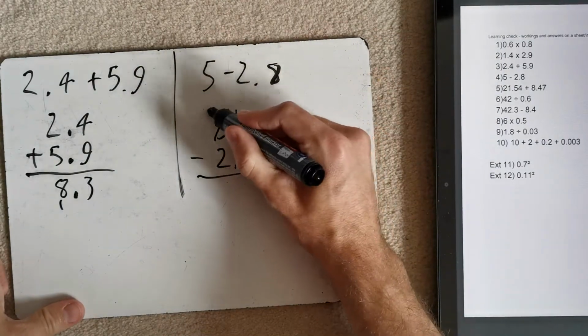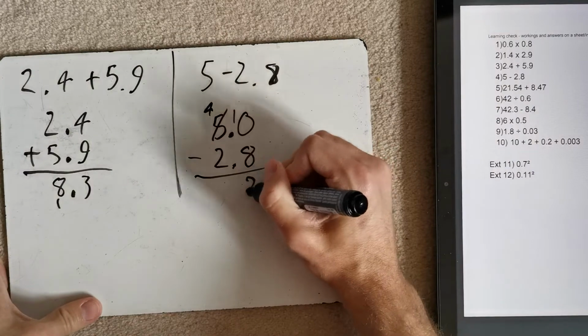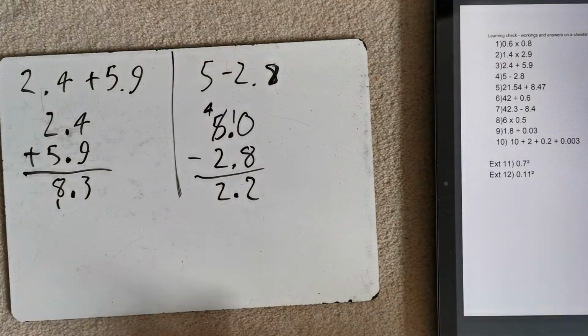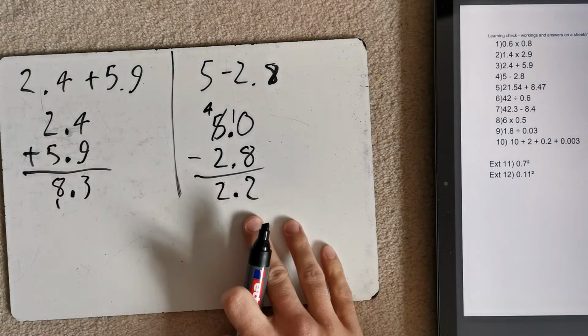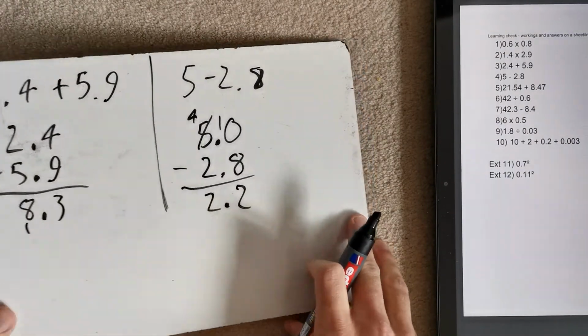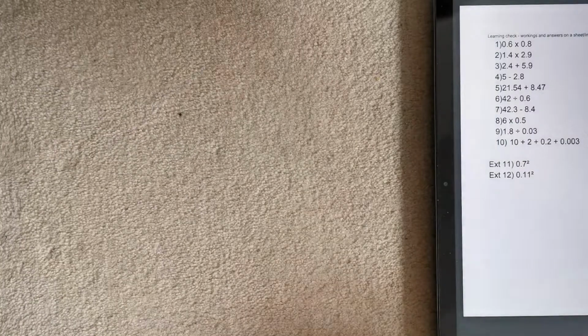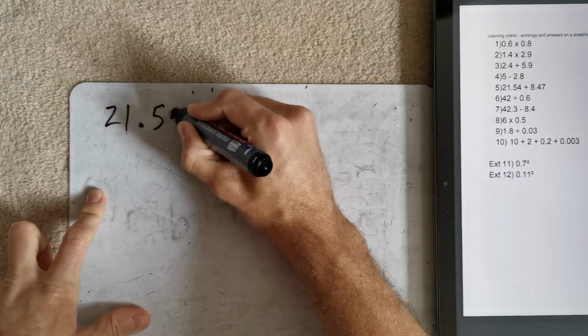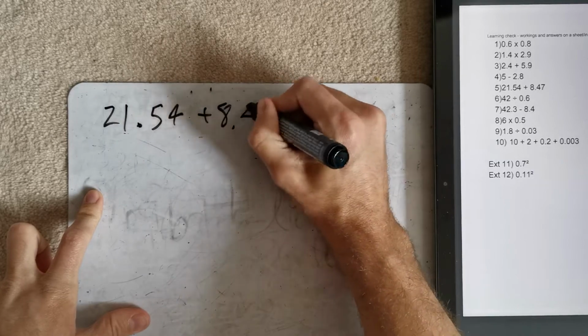Borrow 1 from this one. That becomes a 4. 10 take away 8 is 2. Carry down the decimal point. 4 take away 2 is 2. There we go. Some of you might be able to do that in your head. Well done if you can. Okay. Next up, let's go for 21.54. Add 8.47.